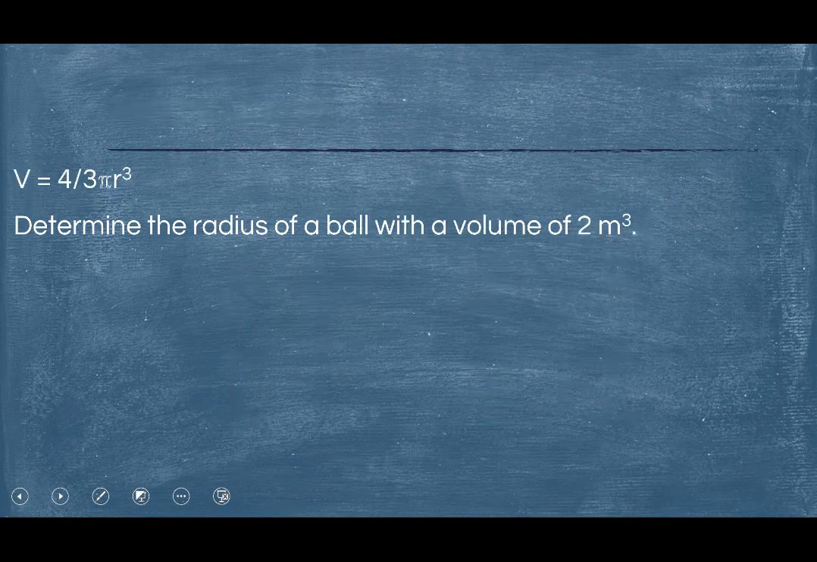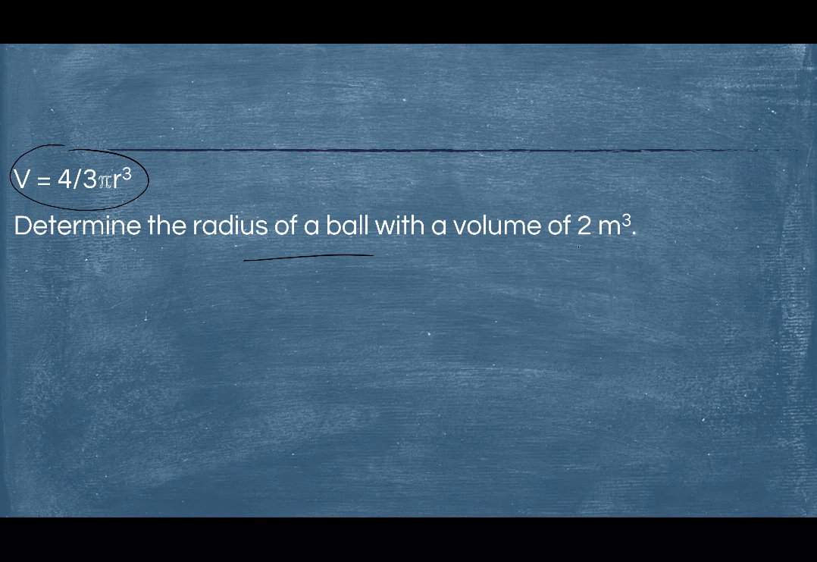Here's the volume of a sphere formula, 4/3 pi r cubed. It says determine the radius of a ball if we want the volume to be 2 cubic meters. So again, for no apparent reason, I'm going to choose to substitute that 2 meters cubed in first, just to show you the other way. So that's 2 meters cubed equals 4/3 pi r cubed.